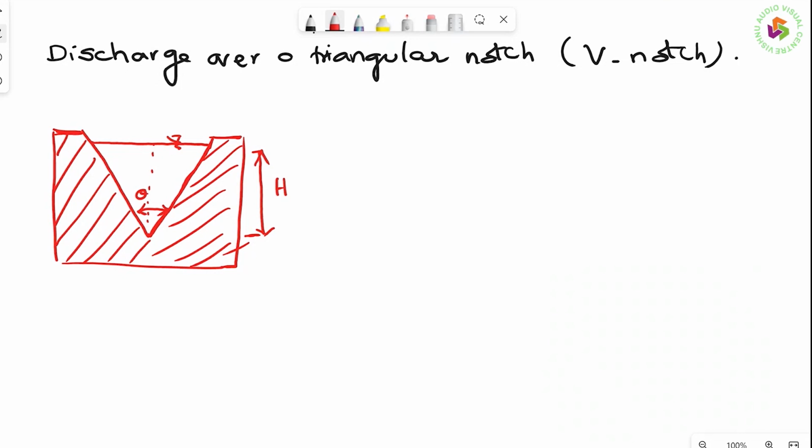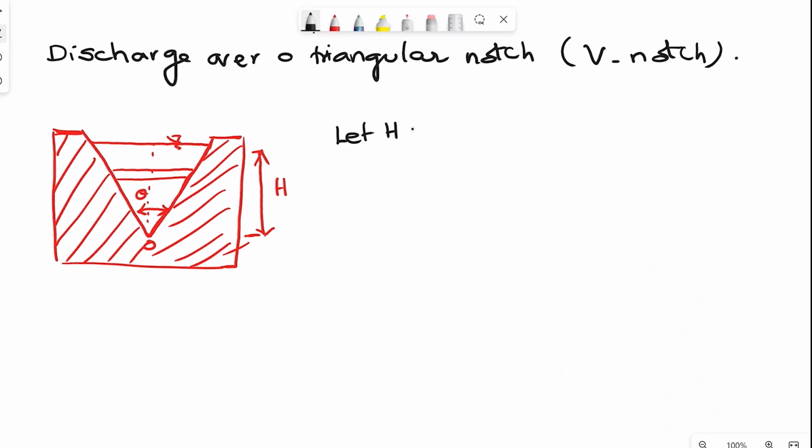second thing. Now what I will do, like in the rectangular notch, here also I will take a small strip and calculate the area of the strip. Then I calculate the velocity of flow through the strip. Then I calculate the discharge through the strip. Then overall discharge is equal to the integration of that. That is how we have done the problems.